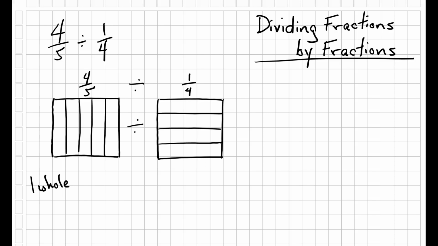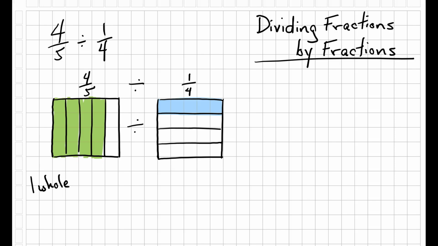Now let's use a little bit of color here. So 4/5 is going to be, there's 1/5, there's 2/5, there's 3/5, and there's 4/5. So there's my 4/5 in green. 1/4 of a whole is that. That's 1/4. So here I've got 4/5 divided by 1/4.